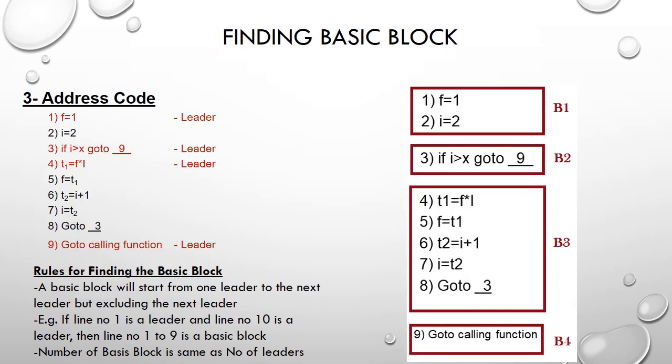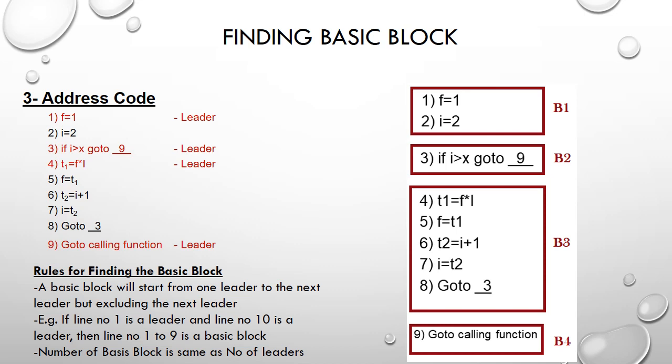Now see, to find out the basic block, the rule says that a basic block will start from one leader to the next leader, but excluding the next leader. So now if you see the statements, statement number 1 is a leader, statement number 3 is a leader, statement number 4 is a leader, statement number 9 is a leader. So statement number 1 to 3 can be a basic block, but excluding 3. It means statement number 1 to 2 is a basic block. So we have given it a name B1.